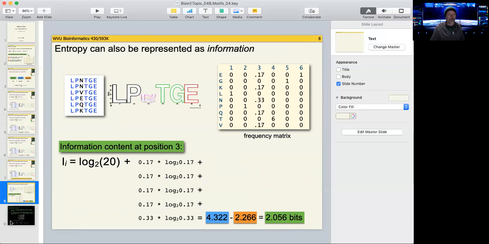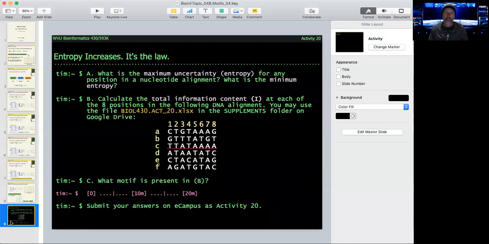Okay, a little exercise to help you understand this with some hands-on fun. This is activity 20. This is the last activity for the semester. As usual, it's up on eCampus. Part A of activity 20. What is the maximum uncertainty for any position in a nucleotide alignment? We've gone through this in a couple of different slides. Should be straightforward for you to calculate. What is the minimum entropy?